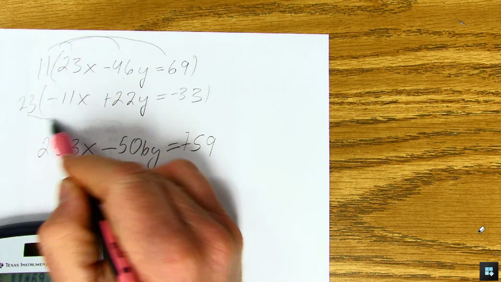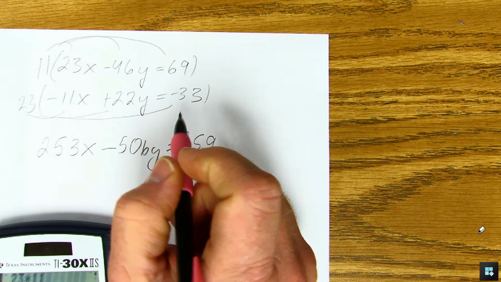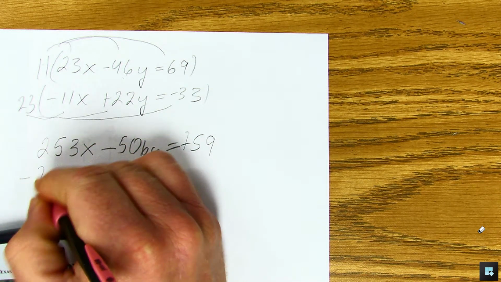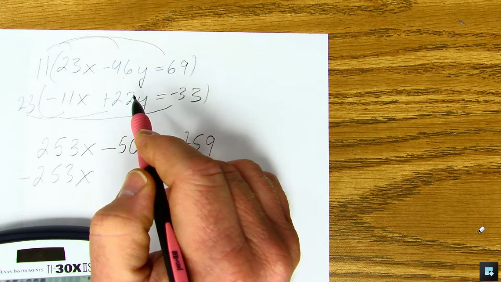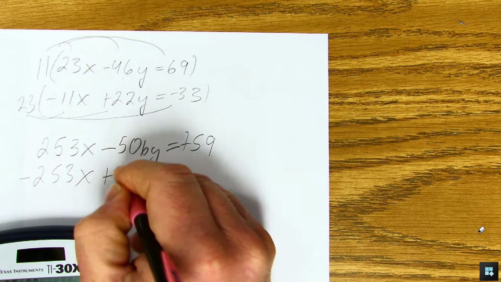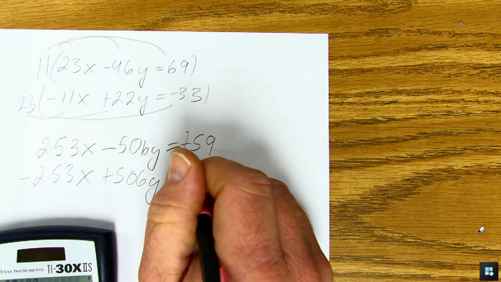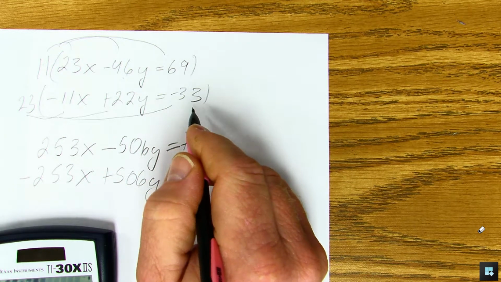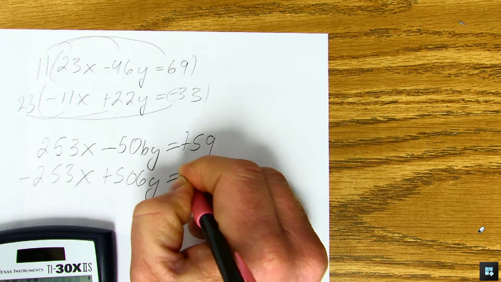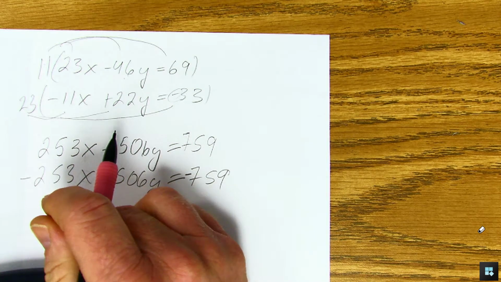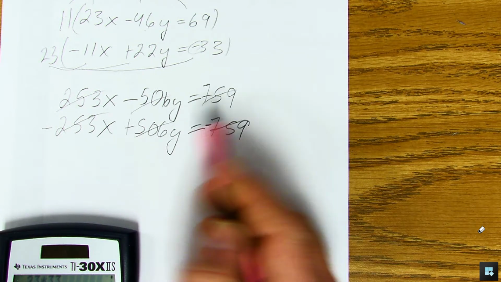Now I distribute into 23 all along, so I get 23 times 11, and it's a negative, so negative 253x. 23 times 22 gives me 506. That's a plus 506y. And then I got 23 times 33, and that's 759, and it is negative here, so that's a negative. So as you look here, what happens? Well, these cancel, and these cancel, giving us 0 equals 0.